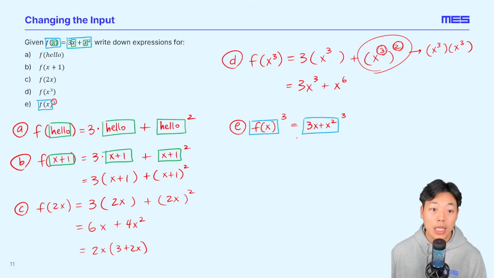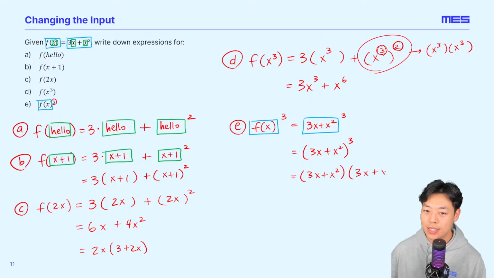And reminder, any box can be rewritten as parentheses. So we have 3x plus x squared and that cubed. And this is going to be a longer expression here, just because we're going to have 3x plus x squared times 3x plus x squared times 3x plus x squared, and we'll probably end up with 4 separate terms here, and that'll be a lot of algebra to get through.